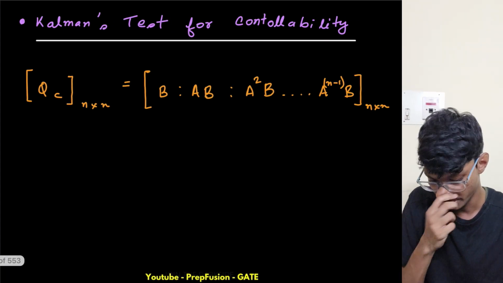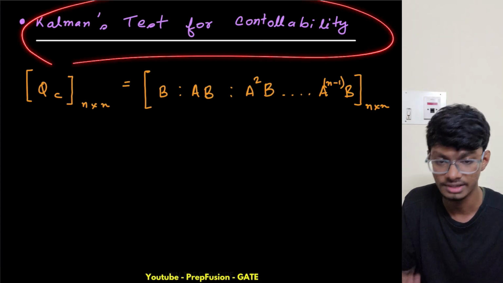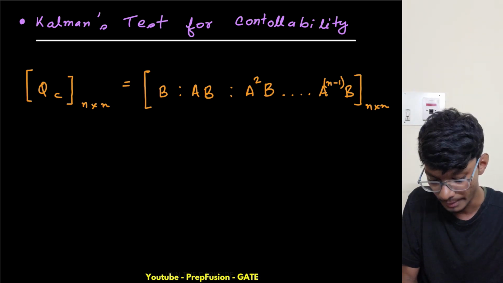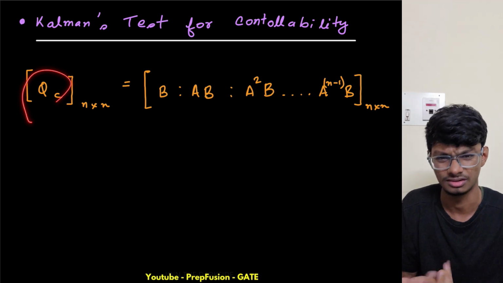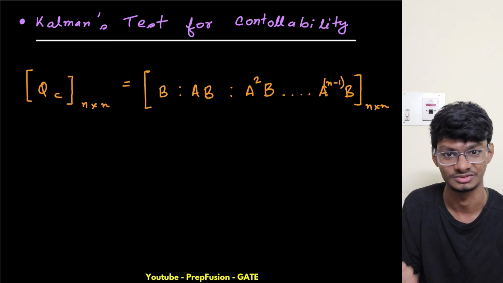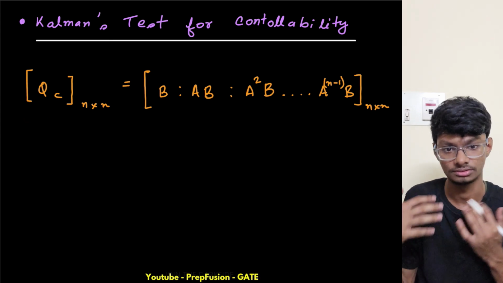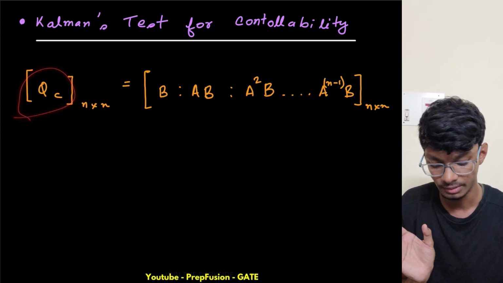The first topic is Kalman's test for controllability. So this is basically a matrix, known as the controllability matrix. I don't remember the name actually, but you just call it QC. Kalman gave this test, right? So QC is defined like a matrix like this one.